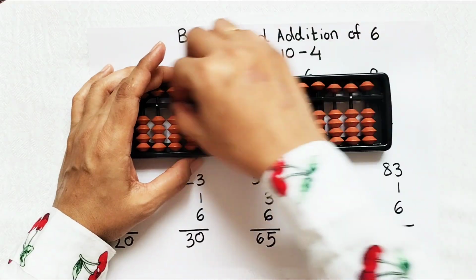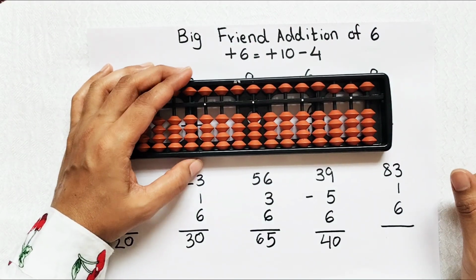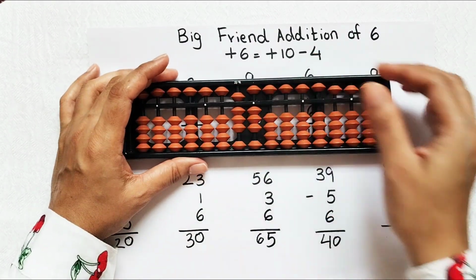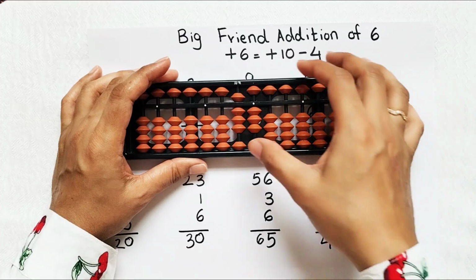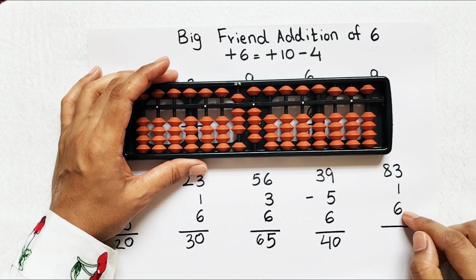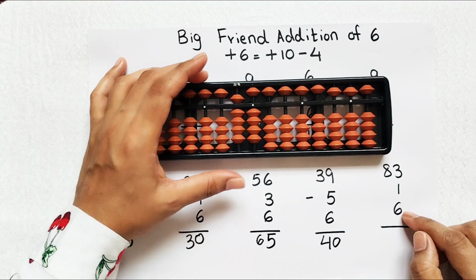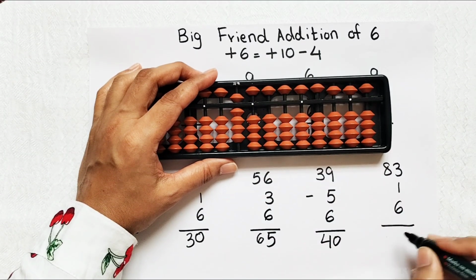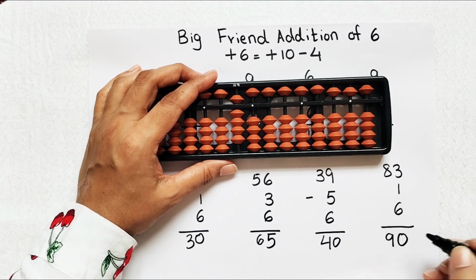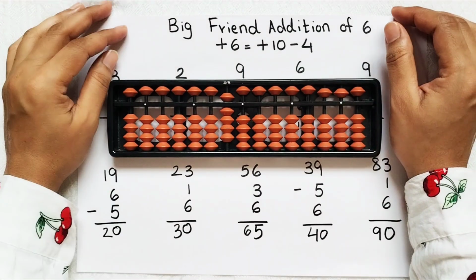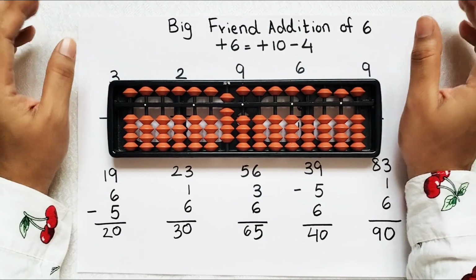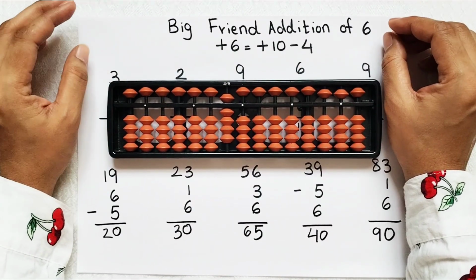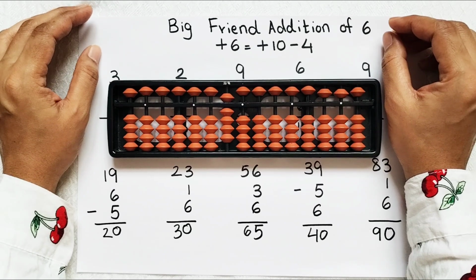Next one. 83 add 1. Add 6. Add 10 less 4. My answer is 90. I hope you're confident and have understood when and how to use big friend addition of 6 formula.